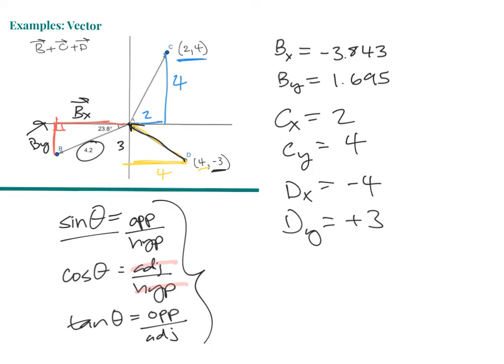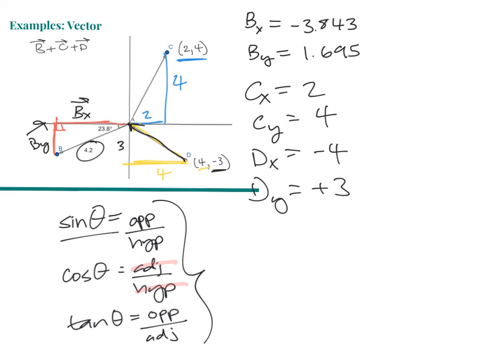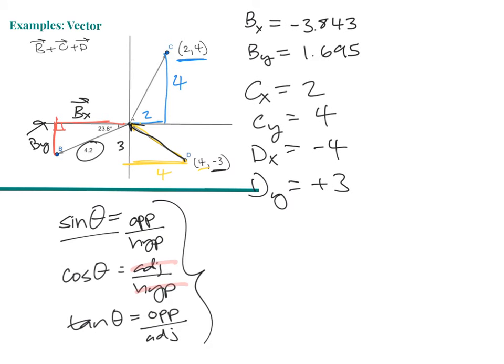So vectors can be kind of tricky because you have to be really, really careful about the signs and the direction that it's going, because that's the whole point of a vector, is that it has direction and you're using those directions to calculate. So now all that's left, since we have the components, is to add those up. I'm gonna make a little column over here and do that. So for x components, we've got -3.843. We've got +2. And we've got -4.